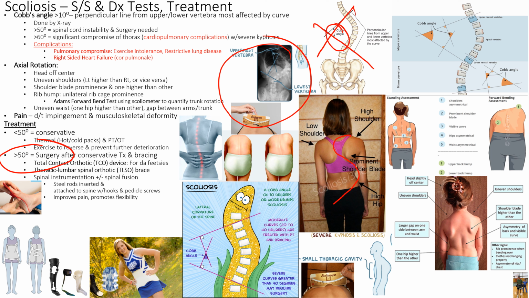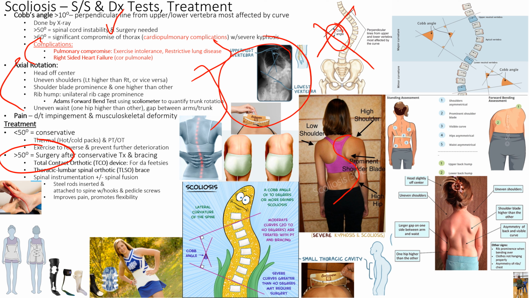Before that, how do you know you have scoliosis? You can do an X-ray, right? And we mentioned also you have spinal cord instability at that point. And then we mentioned the complications when you're very scoliotic. You get pulmonary compromise, you get the heart that can't work well, because the lungs are so compressed. But this axial rotation will lead to other signs besides getting an X-ray.